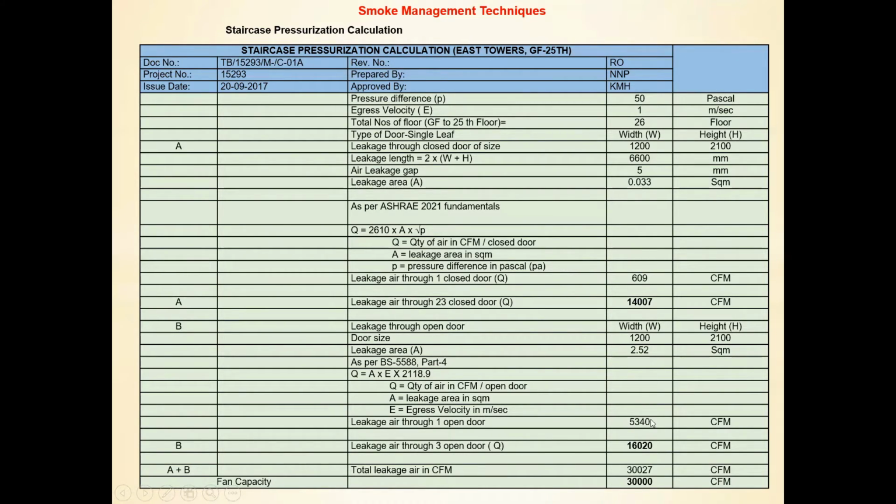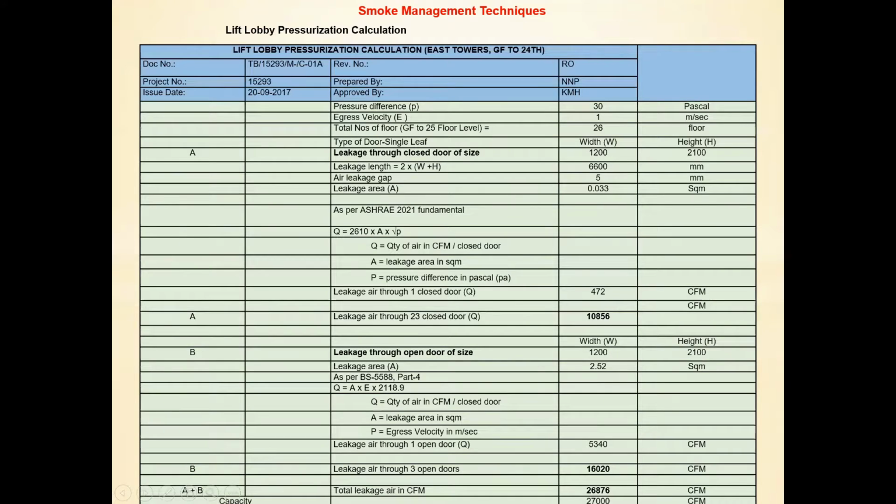For 3 open doors, it will be 5340 into 3, that is 16,020 CFM. And the total leakage in CFM is thus 14,007 plus 16,020, that is 30,027 CFM. So we can select a fan of capacity 30,000 CFM.